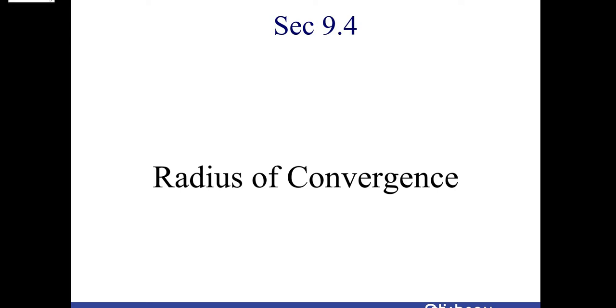Section 9.4 is radius of convergence. We've been starting to look at this graphically, and now we're going to look at some algebraic methods to tell where the radius or interval of convergence occurs for a particular series.